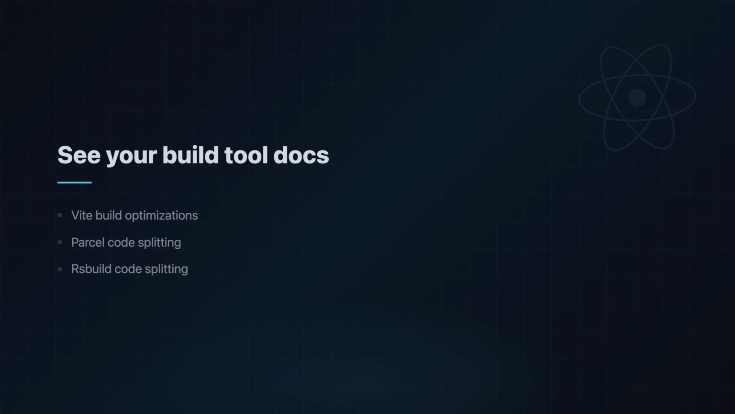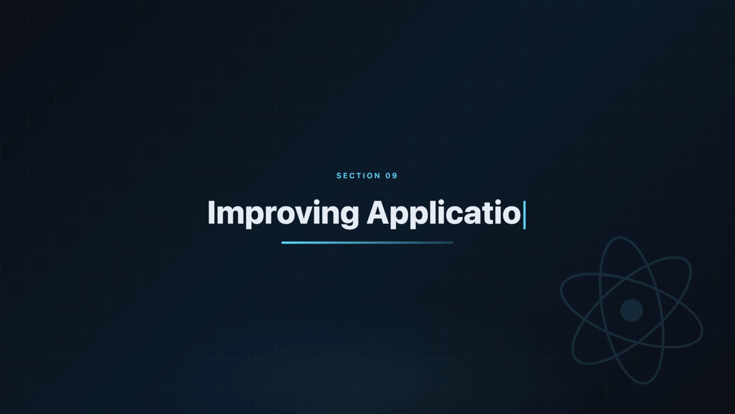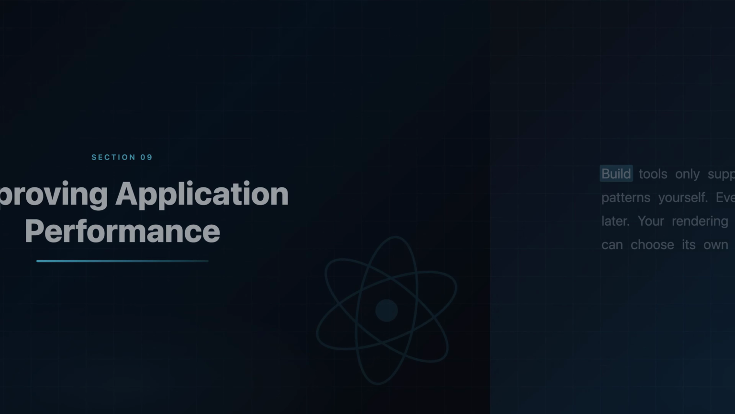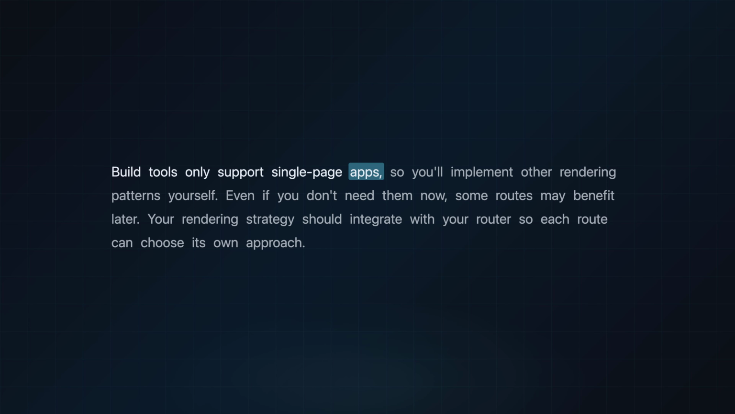Improving application performance. Build tools only support single-page apps, so you will implement other rendering patterns yourself. Even if you don't need them now, some routes may benefit later. Your rendering strategy should integrate with your router so each route can choose its own approach.